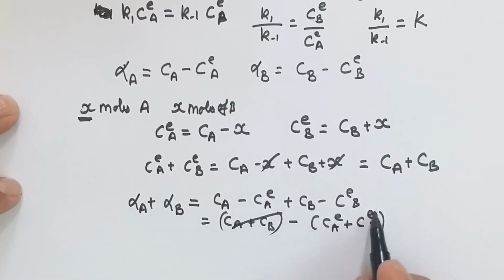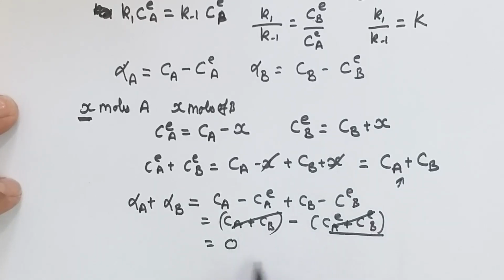So both these terms will be cancelled out and we are left with 0, because this is equal to, again, the same. So this will be equal to Ca plus Cb, and this will be cancelled out and this will be equal to 0, and hence we can write that alpha A is equal to minus alpha B.